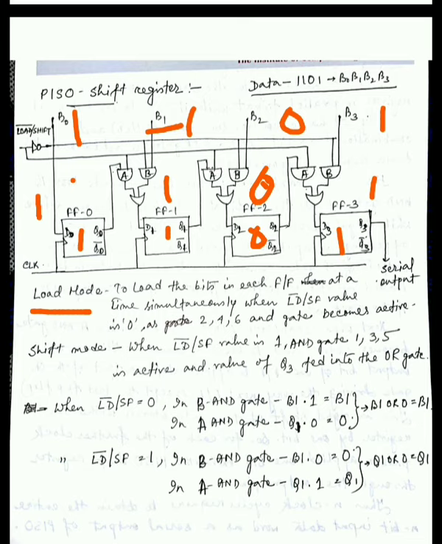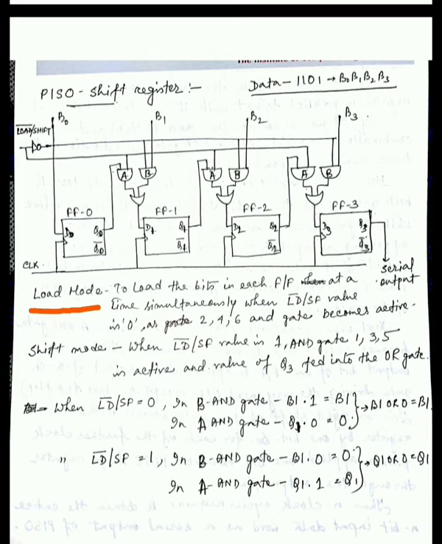Mind it again, in load mode, we load bits into each flip-flop at a time, simultaneously, when the load/shift value is 0. Whenever this value is 0, as the upper input gets complemented, its value is 1 and these gates become active. Whenever these gates become active, this value will be fed into the flip-flop directly.